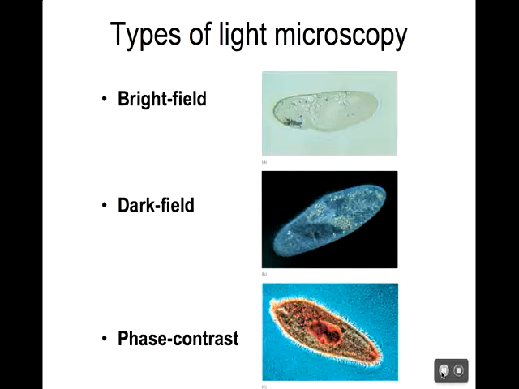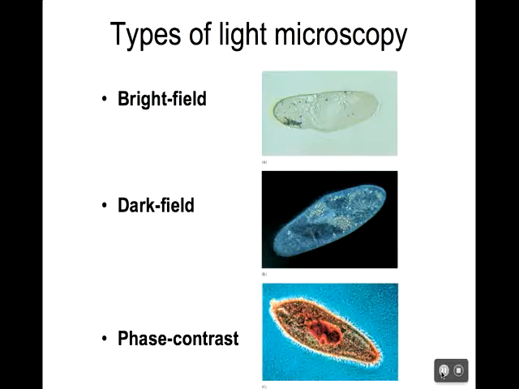Now, when we're using visible light as our light source, we're always limited by how short a wavelength you can get from a visible light source. The best you can get is using blue light. That has the shortest wavelength that you can possibly get. So when we're talking about light microscopy, we're always limited by the fact that visible light only has so short a wavelength. There are several different types of light microscopy, all using visible light as the light source.